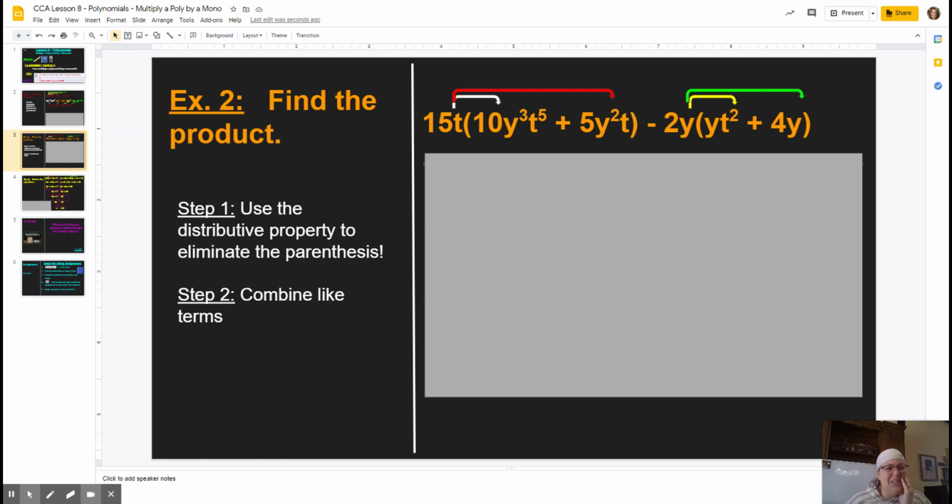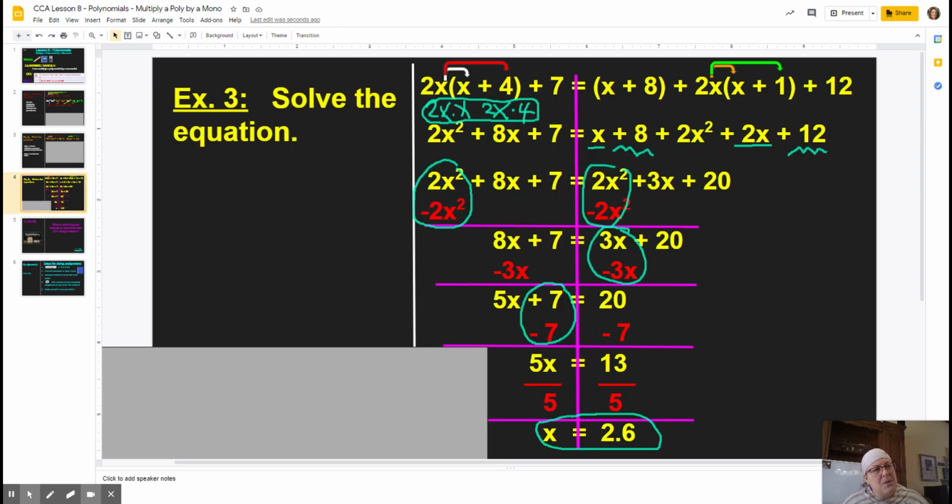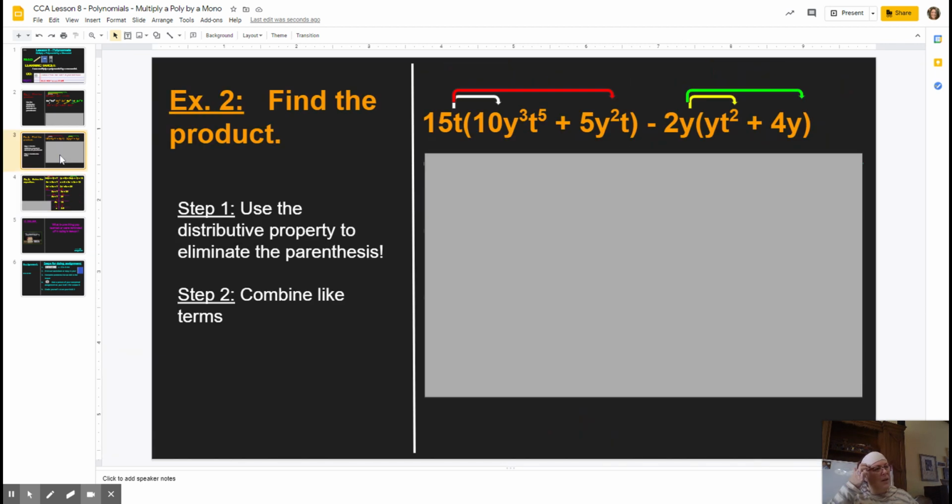Let's actually do example number 2. Thank you, Sam. Let's do this one, Ymir. Hopefully this will clear some things up. So again, we're going to use the distributive property and then we're going to combine like terms. This one, maybe example 3 was a bit of a step ahead. I don't know what I was looking at when I did that. So take a minute to write this one down.